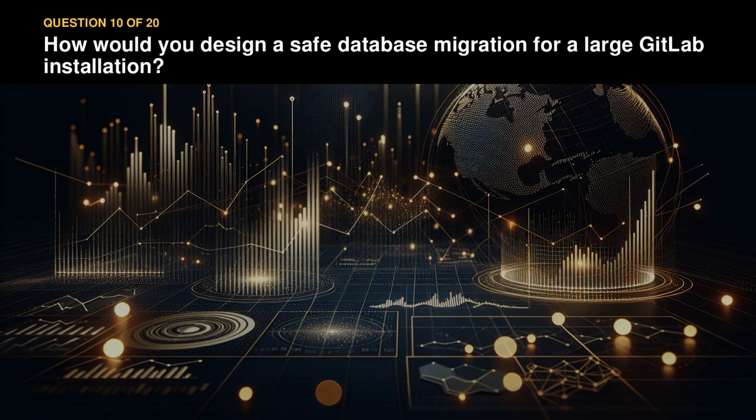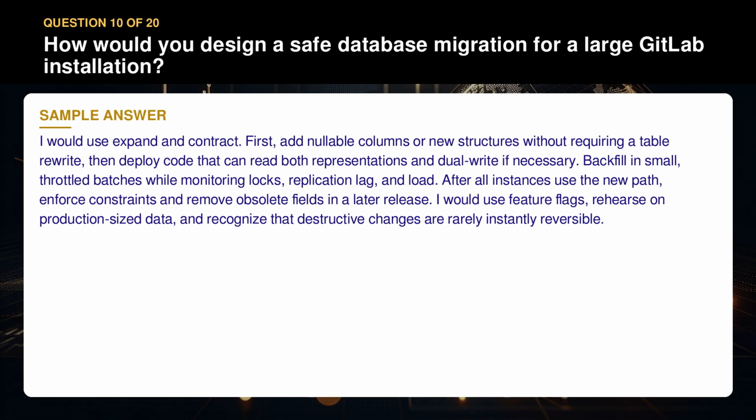Question 10. How would you design a safe database migration for a large GitLab installation? I would use expand and contract. First, add nullable columns or new structures without requiring a table rewrite, then deploy code that can read both representations and dual write if necessary.